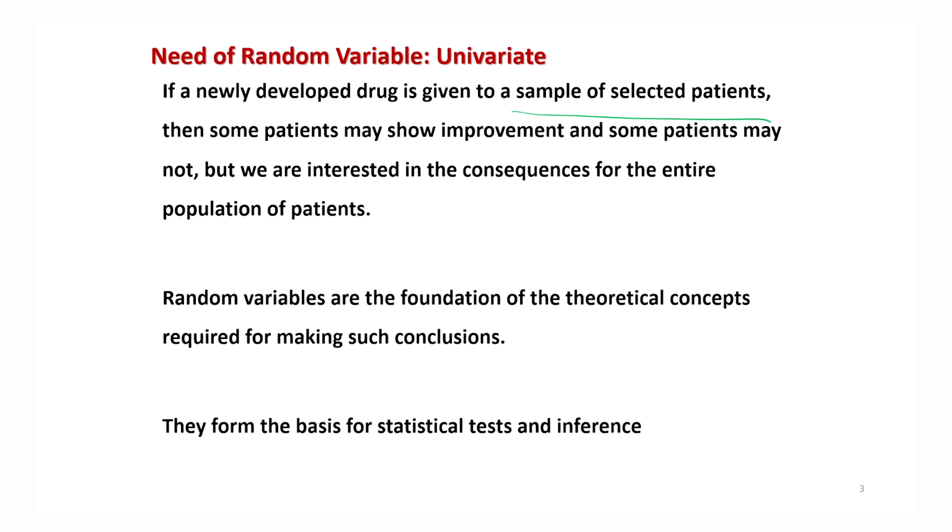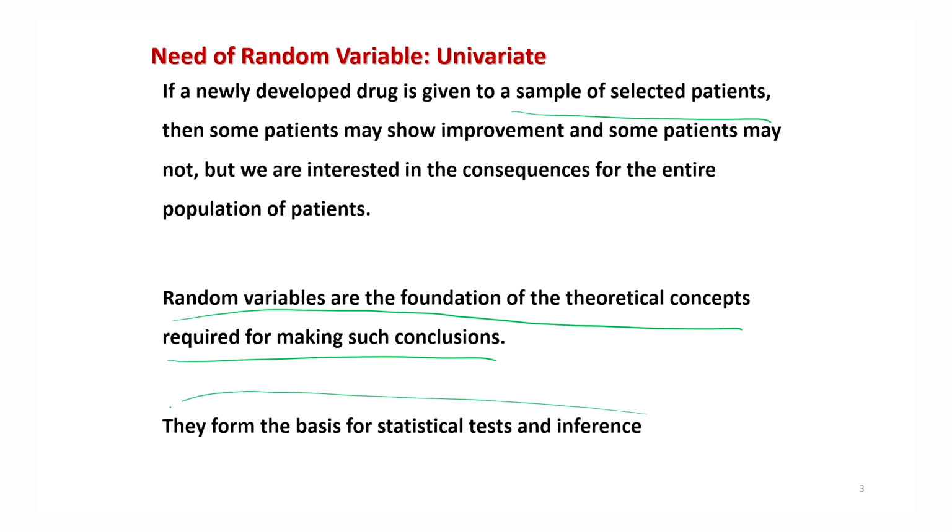Now, in order to implement the conclusion based on a small sample to a whole population, we need some basic statistical concepts, and among them, random variables lay the foundation of the theoretical concepts required to make such statistical inferences and conclusions. You would like to go for sampling, estimation, and test of hypothesis, which are the different components of statistical inference, and you will see that the beginning of all this procedure is the random variable.